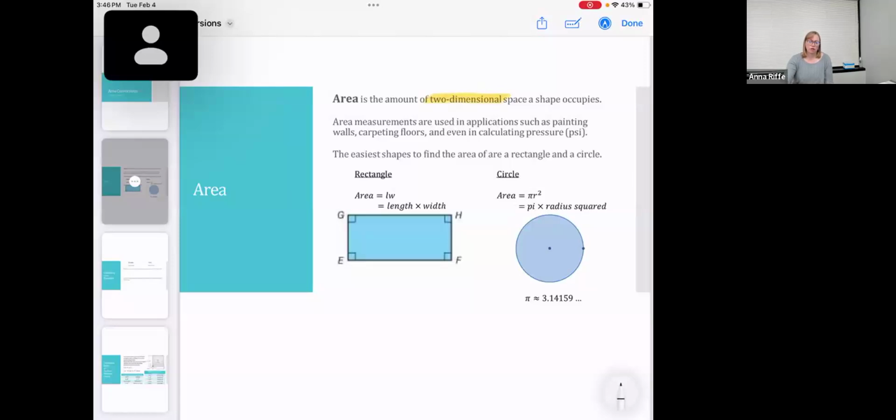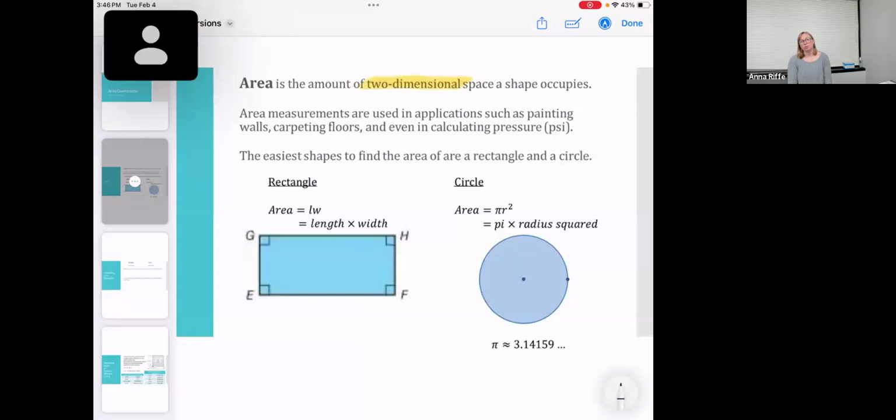Area measurements are used in a lot of applications, some of which I'm sure you're familiar with, such as painting. Paint is typically given in terms of the area that amount of paint will cover. Carpeting, and the physics application of calculating pressure. PSI stands for pounds per square inch, and square inch is an area unit. So we calculate pressure using area. So it's an important concept to discuss with a lot of applications.